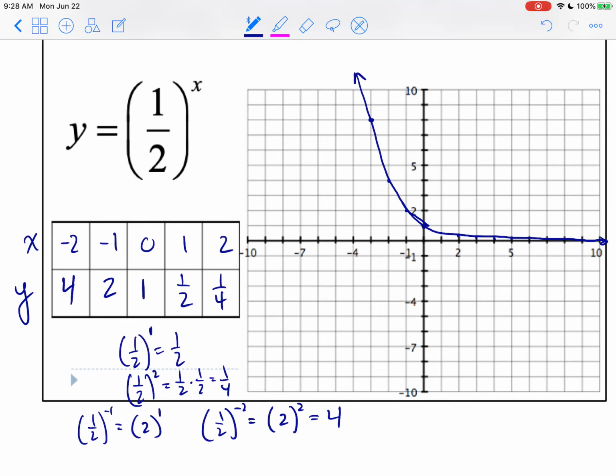But this is considered exponential decay because the base is between 0 and 1. The base can't be negative, so it's either going to be between 0 and 1, or it's going to be bigger than 1. It can't be 1 either, because 1 raised to the x is just 1 everywhere. And that's just a horizontal line. That's not very interesting. It's not exponential.